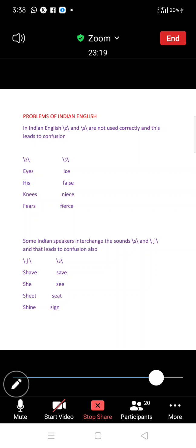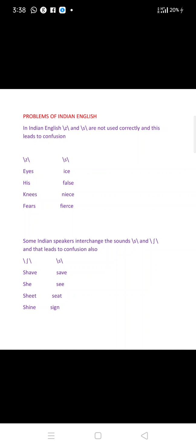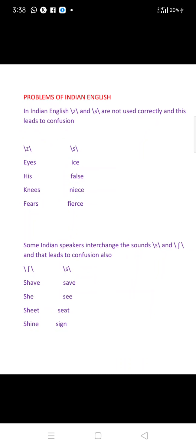The first problem is that in Indian English, the sound z and the sound s are not used correctly, and this leads to confusion. The sound s and the sound z are two different sounds, but we, the Indian speakers, get confused between these two different sounds. How should we use them? Let me give you some examples.